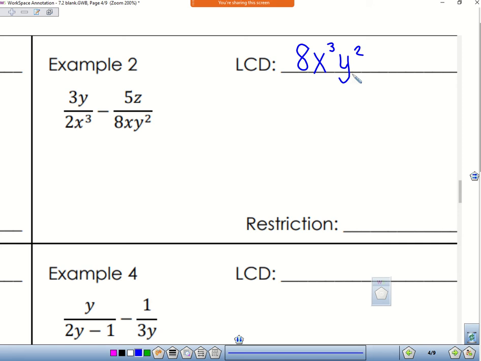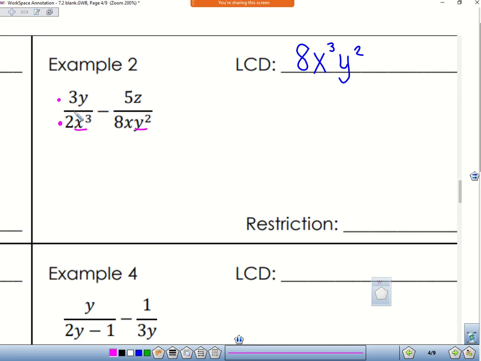Does that make sense? Okay. Does your smaller number divide evenly into your bigger number? Yes. Therefore, that's part of your LCD, your bigger number. Then look for in the denominator the highest exponent powers of your variables. That's what goes in your LCD. That's the easiest way I can describe it. And then from here, we see what we can multiply each one by to get it to that LCD.